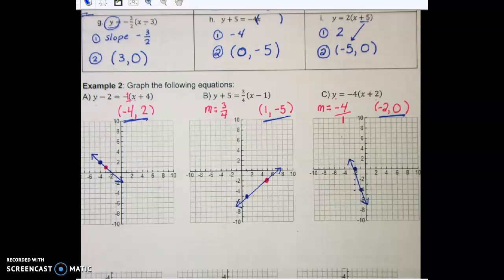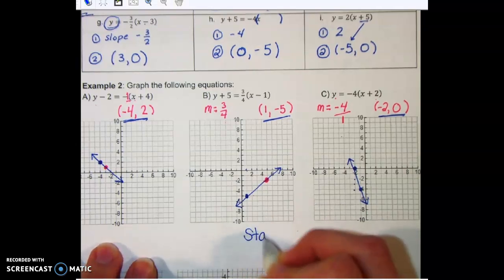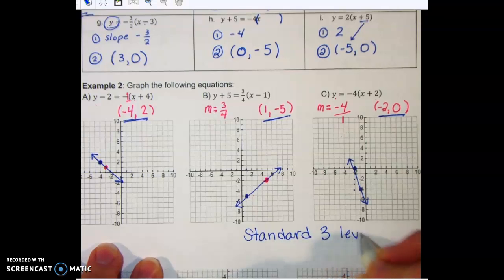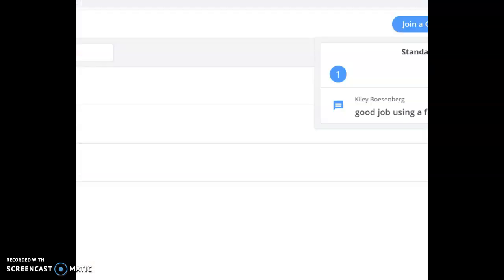Okay, now we just need to quickly go over how you're going to do this on the Go Formative site. So now you're going to go to Go Formative, and this is Standard 3, Level 2 and 3. That's what it's called in Go Formative. Okay, so we're going to slide over to that Go Formative.